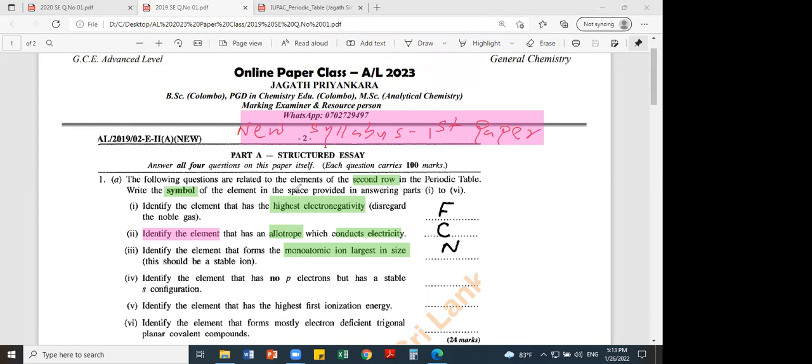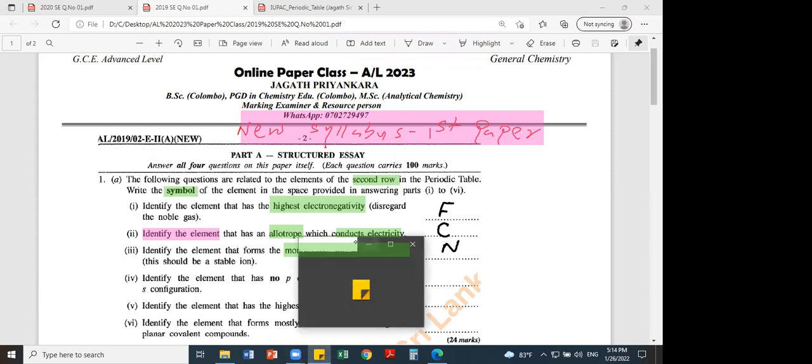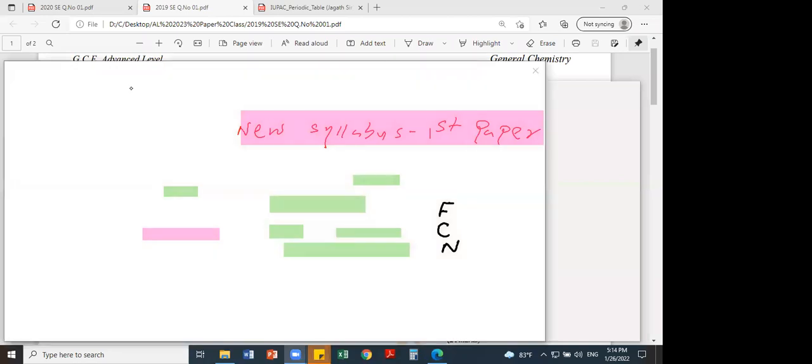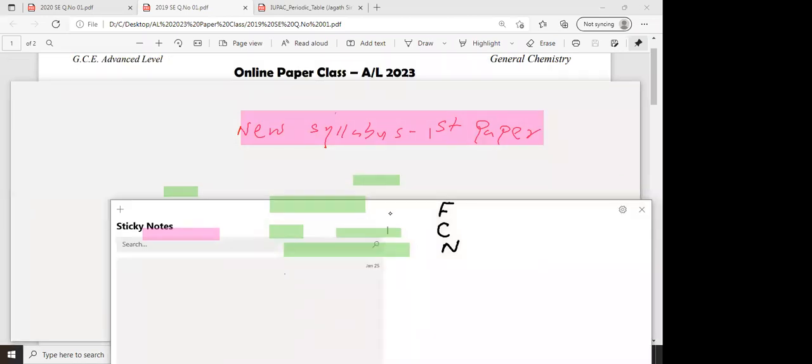The radius of the anion is greater than the cation and neutral atoms. Therefore, the size of the anion with higher charge is greater. Please copy down a short note for this. This is something new you can learn from this. Anion is larger than the cation as well as the neutral atom. Please write it. Please take a note.